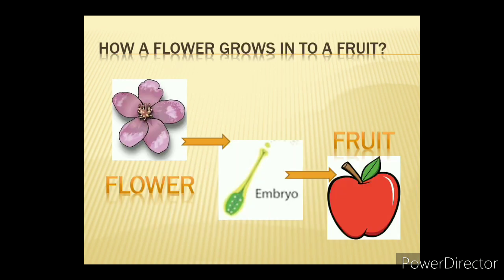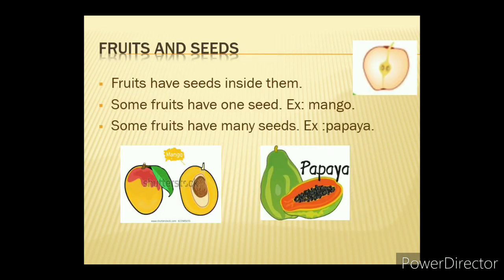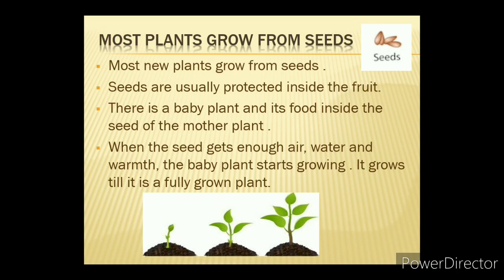Now let us know how a flower grows into a fruit. Flower changes into embryo. Embryo develops into fruit. Fruits and seeds: fruits have seeds inside them. Some fruits have one seed. Example, mango. Some fruits have many seeds. Example, papaya.